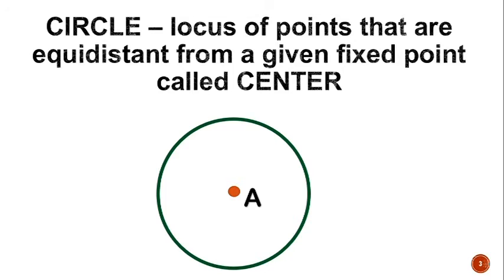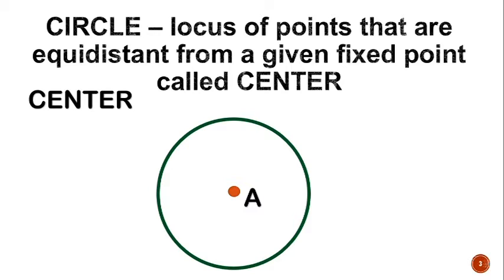Next. Circle. Circle is defined as the locus of points that are equidistant from a given fixed point called center. Ano ba yung locus? Locus, in another term, set of points that are equidistant, pare-parehas ng distansya from a given fixed point called center. So, pare-parehas ng distansya from the center.